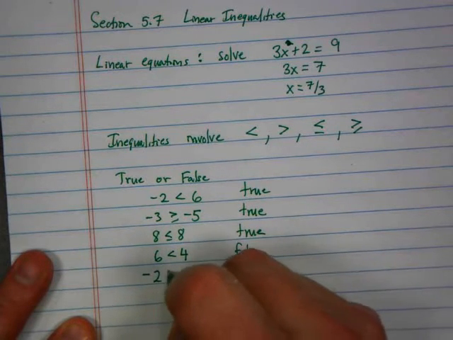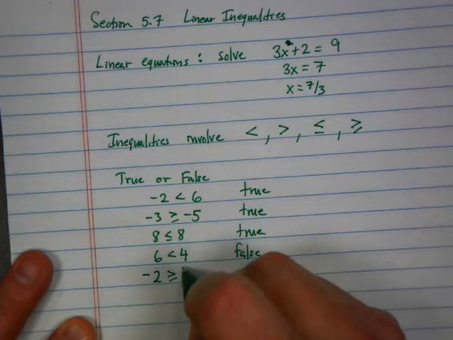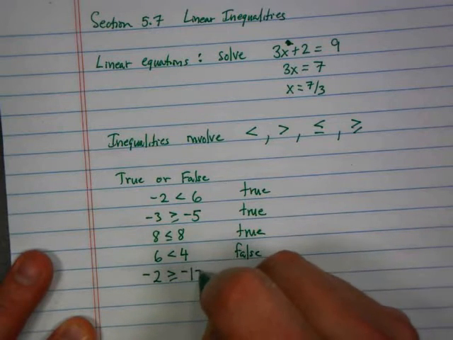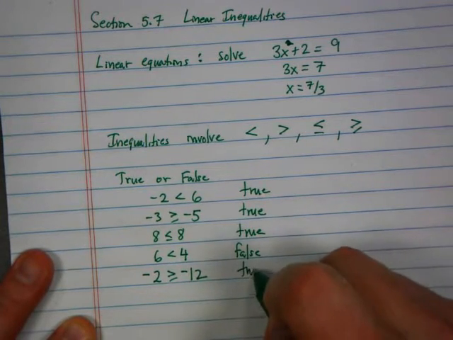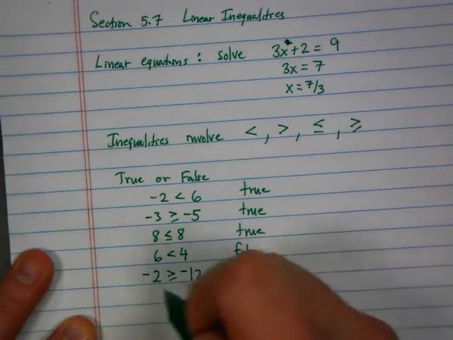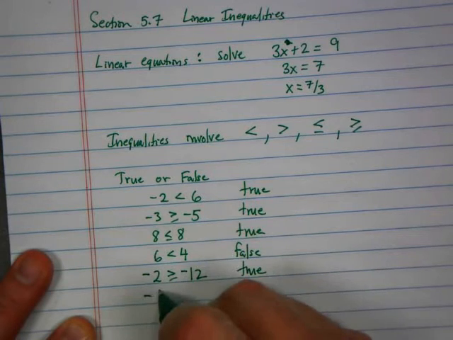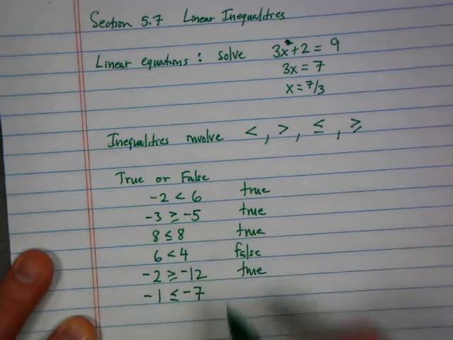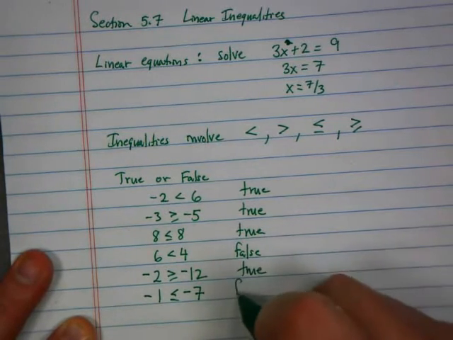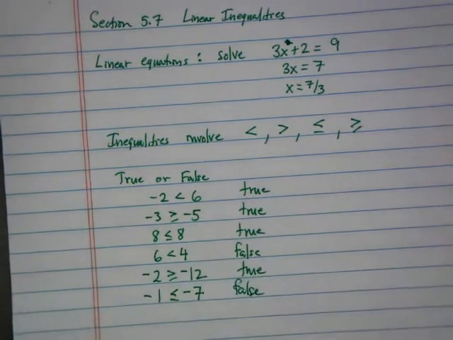Negative 2 is greater than or equal to negative 12. True. See, it's hard for me to write false ones. I always put them in the right order. Well, I'll make up a false one now this time. Negative 1 is less than or equal to negative 7. False. That one's false. Told you I was going to make up a false one, and it was going to be false.